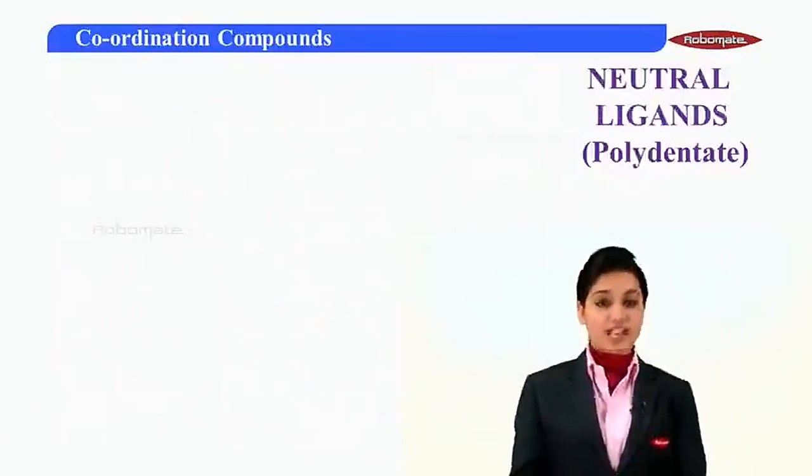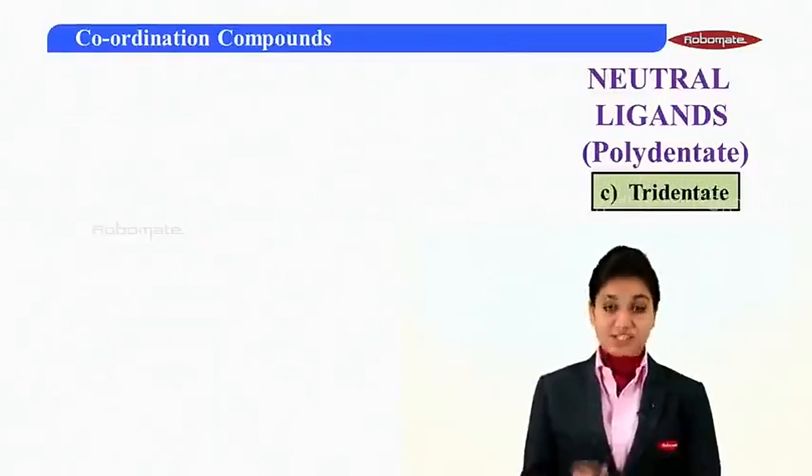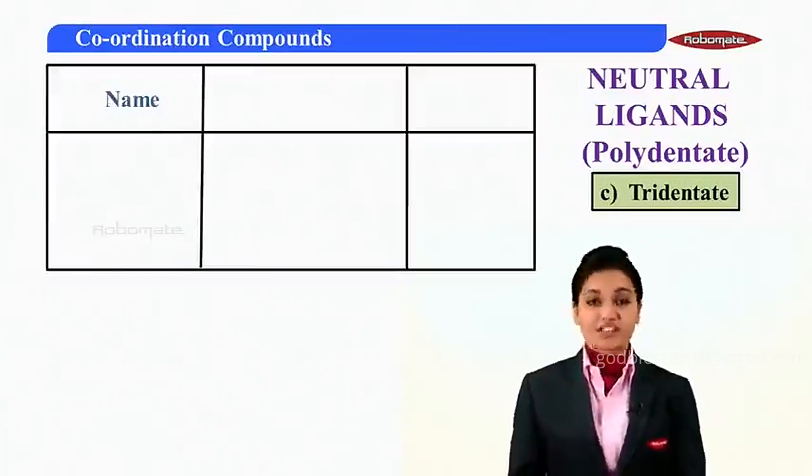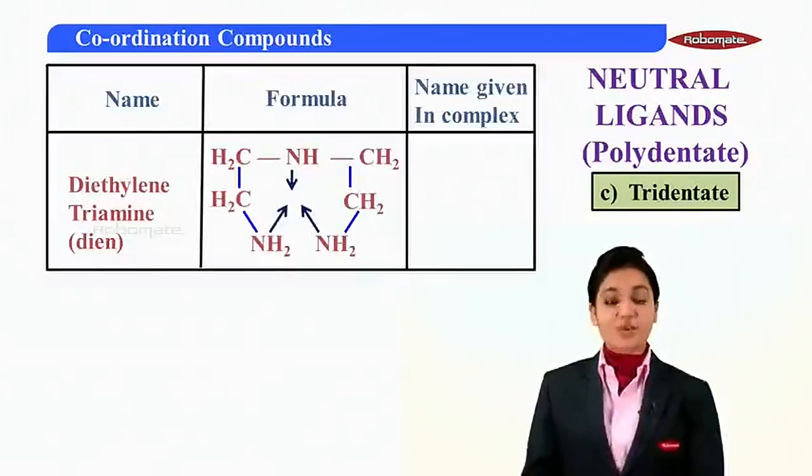Moving ahead to the next category, that is polydentate ligands, which is tridentate this time. That means 3 coordinate bonds will be formed. The example taken here is diethylene triamine. So here is a structure.